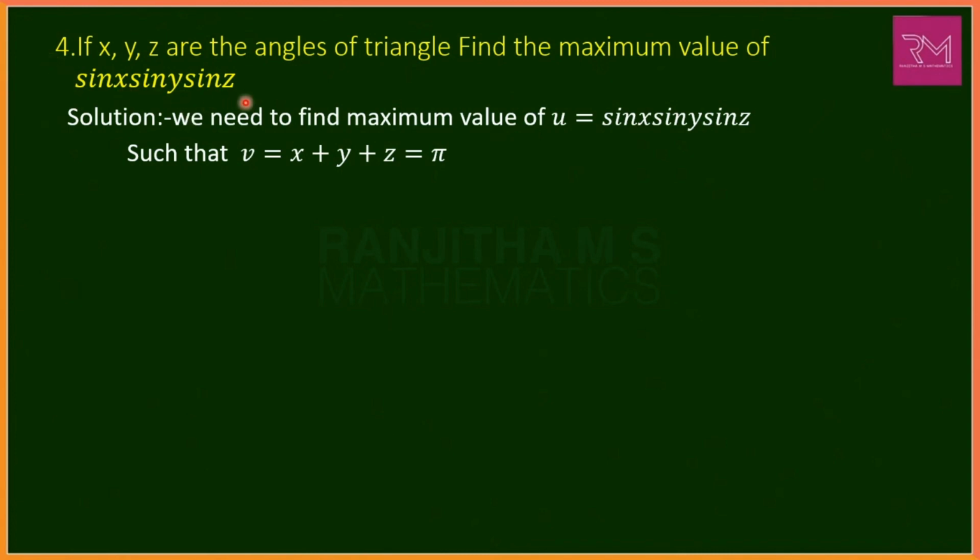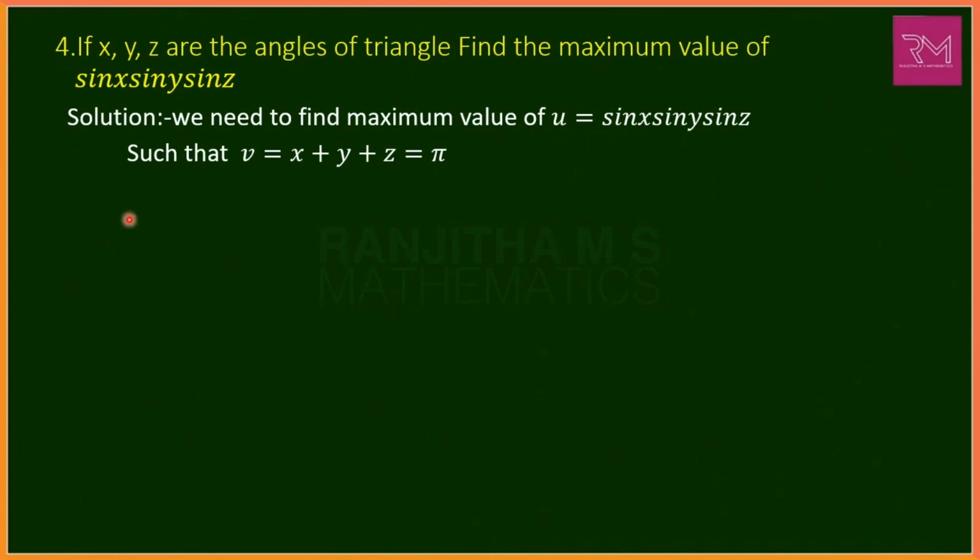Here in the problem, they have not given it directly. We have to find the values of u and v. Here they have mentioned x, y, z are the angles of the triangle. The angles of the triangle are given by the formula x plus y plus z, which is equal to pi. And we have to find the maximum value for the function sin x into sin y into sin z, this is our u.